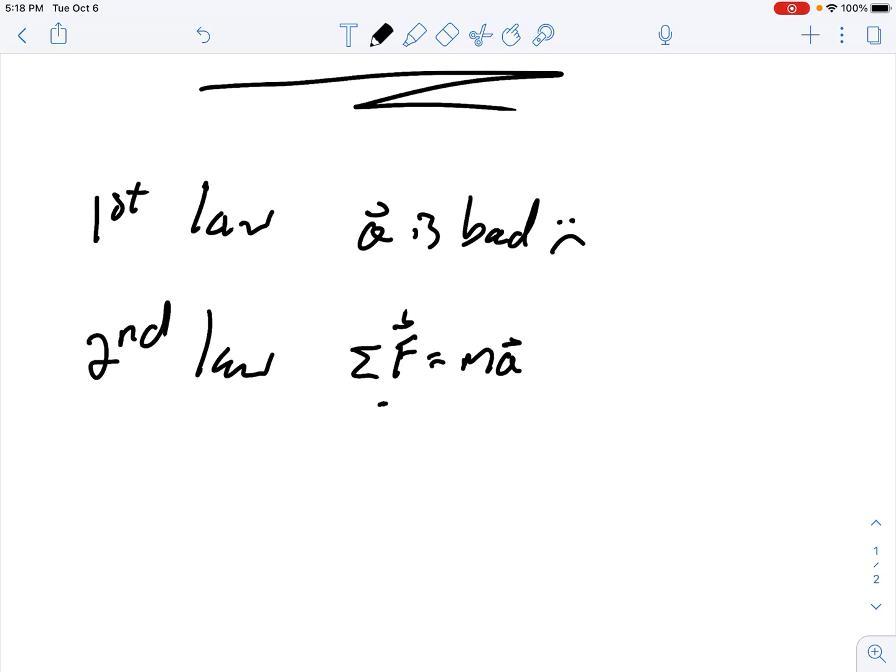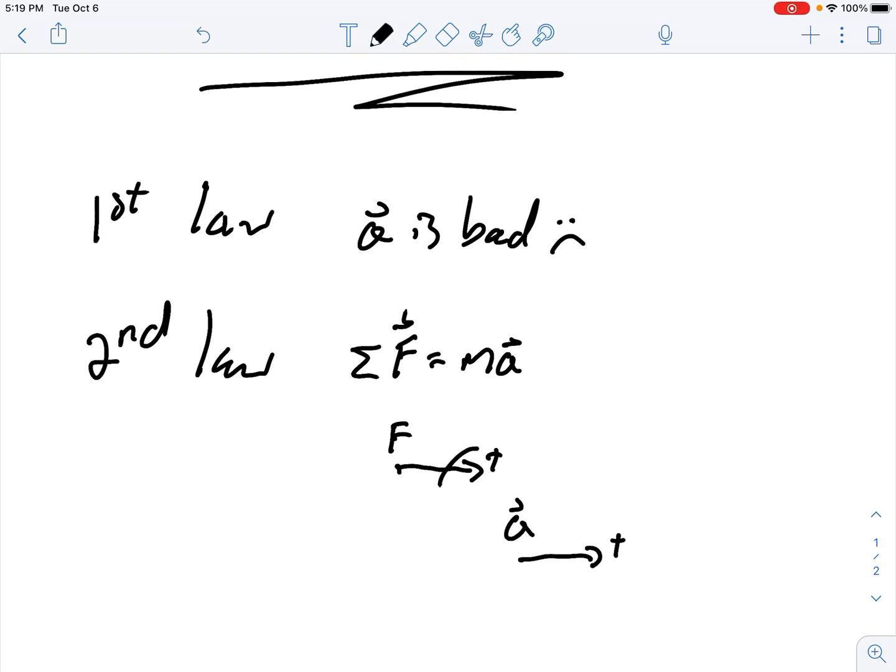Notice that the force here and the acceleration here have to be in the same direction. This positive and this positive means that the force and the acceleration have to be in the same direction. If the net force is positive, then necessarily the acceleration also has to be positive. Positive, positive. So net force and acceleration have to be in the same direction.